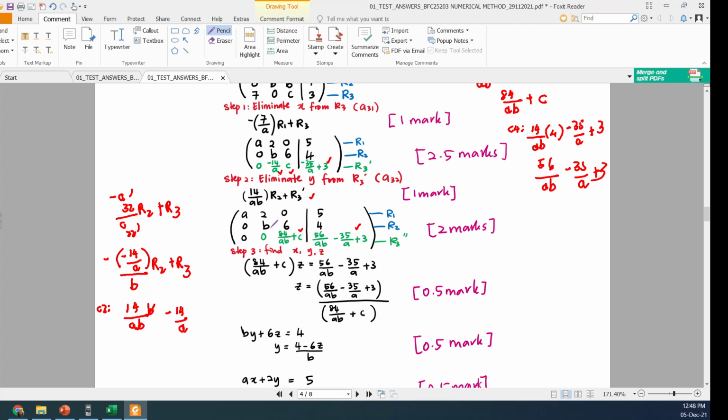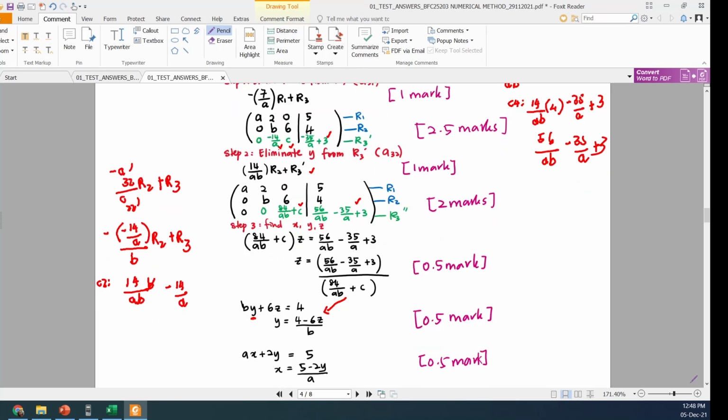And then from the second row, by plus 6z equal to 4. Hence, we want to calculate y. So y is 4 minus 6z over b. Z no need to replace because we know z is here. From the first row, ax plus 2y equal to 5. Then x is 5 minus 2y divided by a. We know y, you can plug in here. So this is question 2a, 8 marks there.